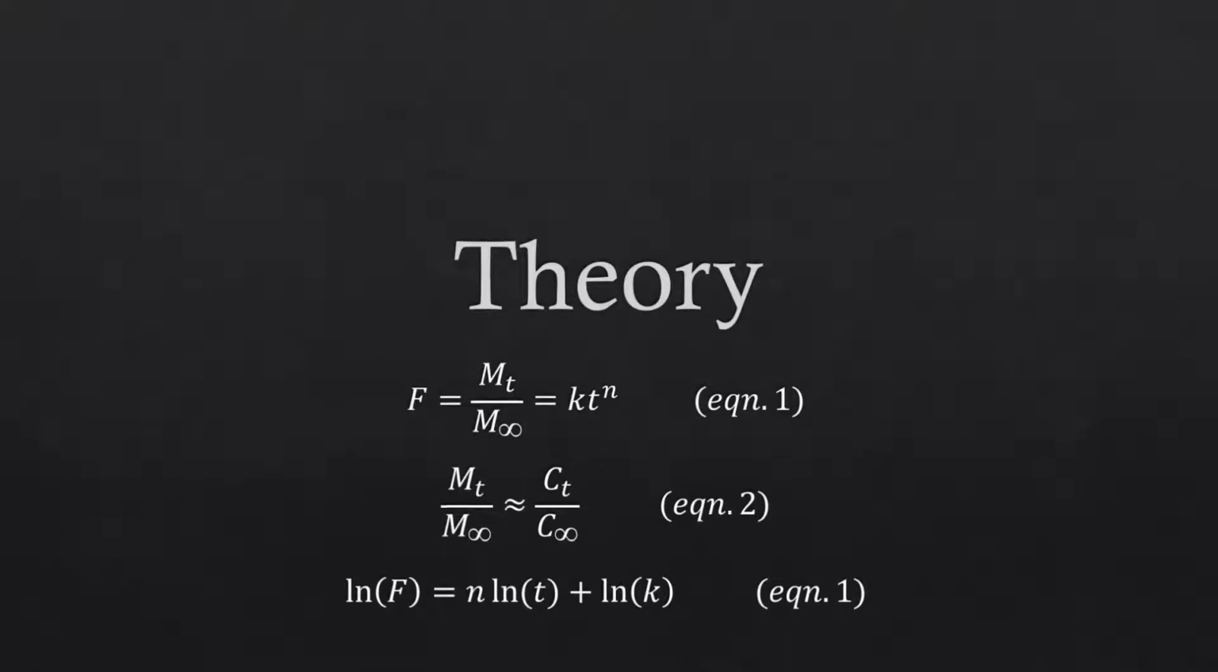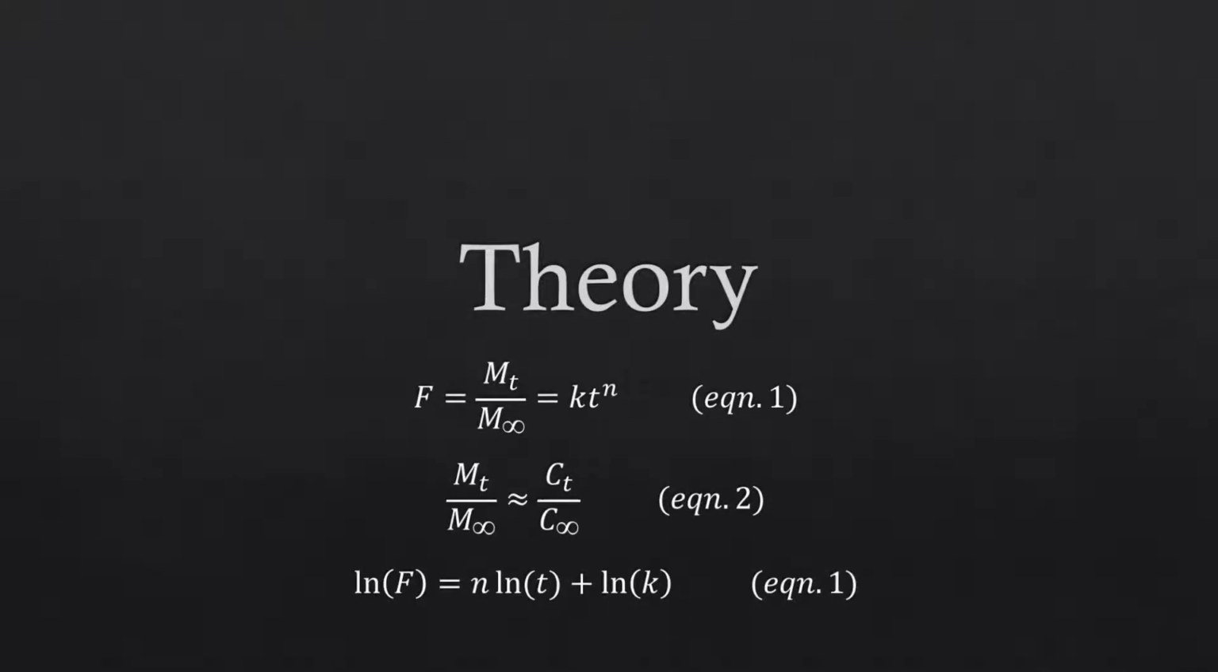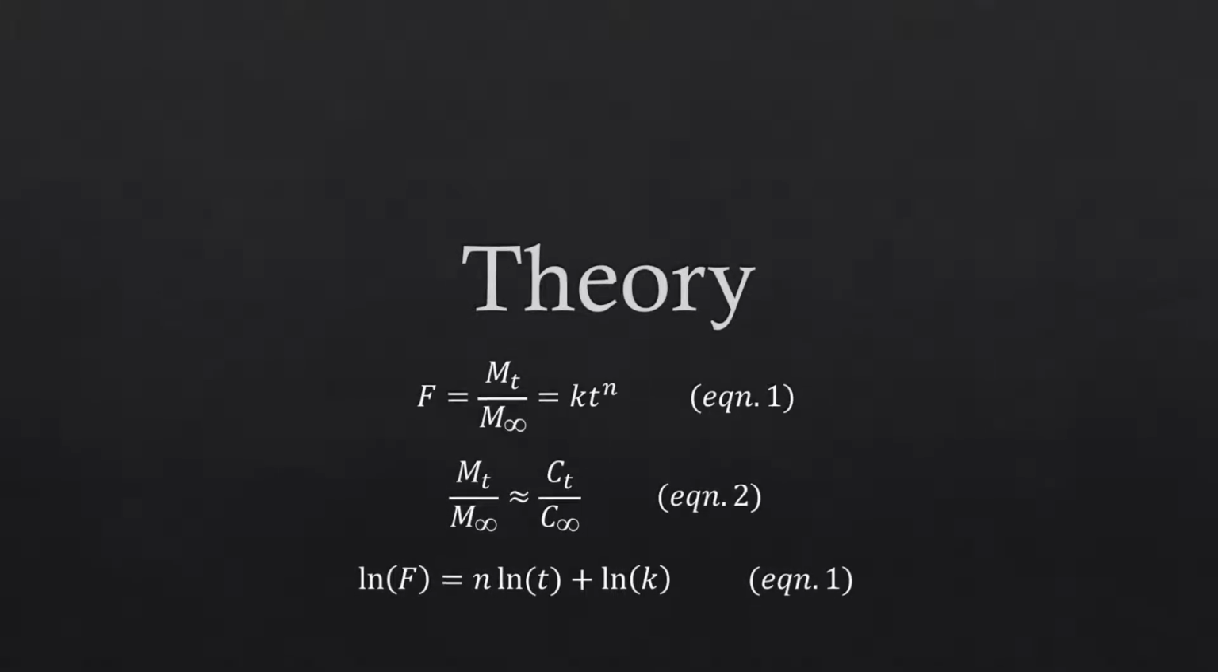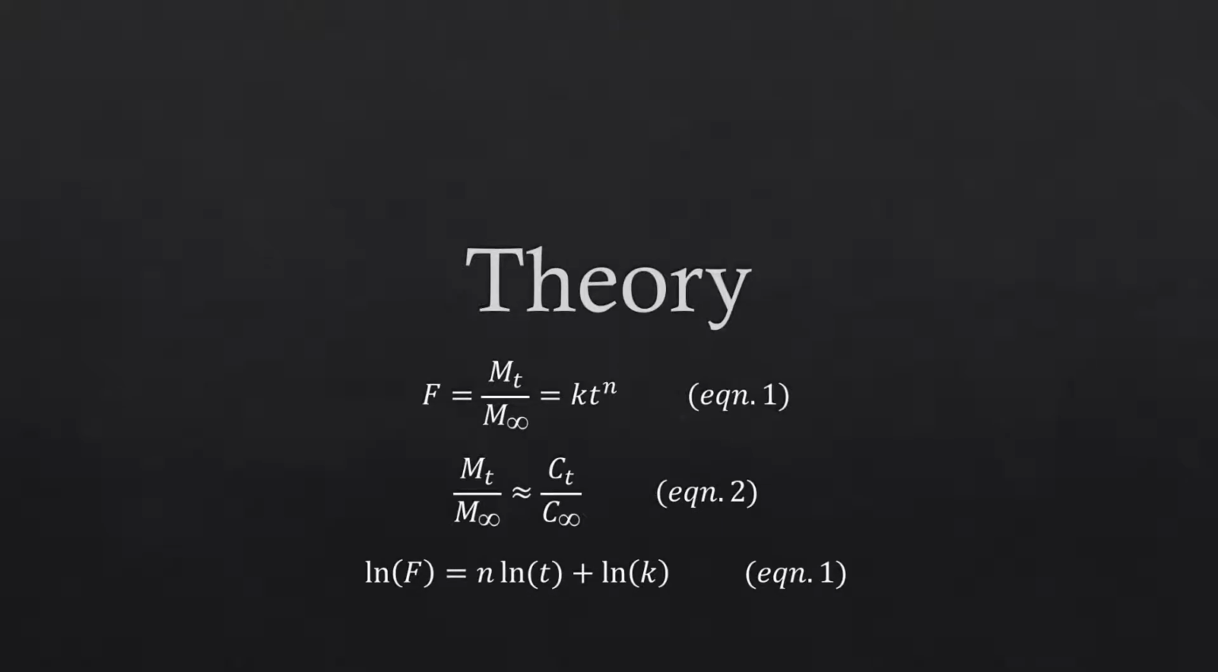Equation 2 was determined because the volume in the experiment does not change. Therefore, m sub t over m sub infinity can be approximated by concentrations at time t and time infinity, respectively. The natural log of both sides of equation 1 was taken in order to produce equation 3, which will be implemented into the results section in order to calculate the diffusional exponent n and the constant k.